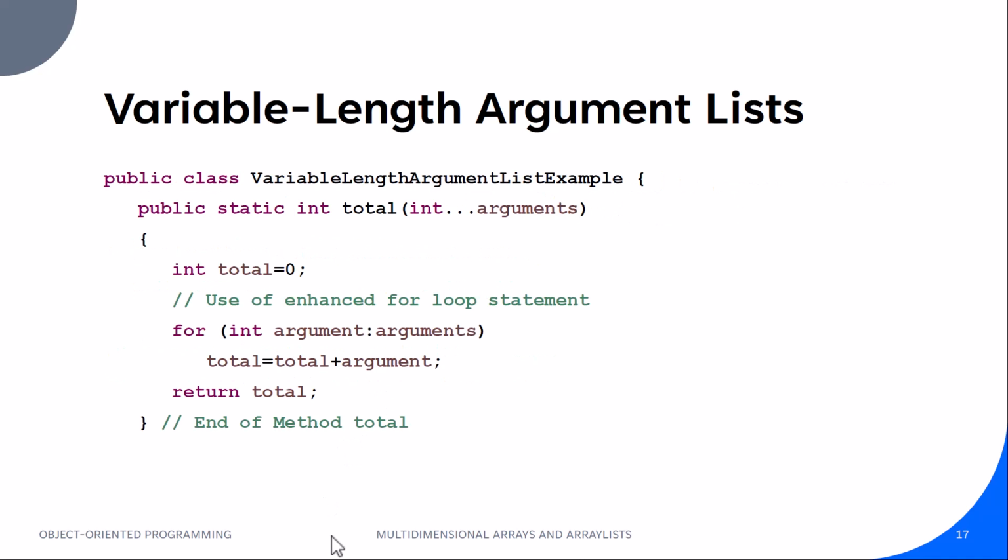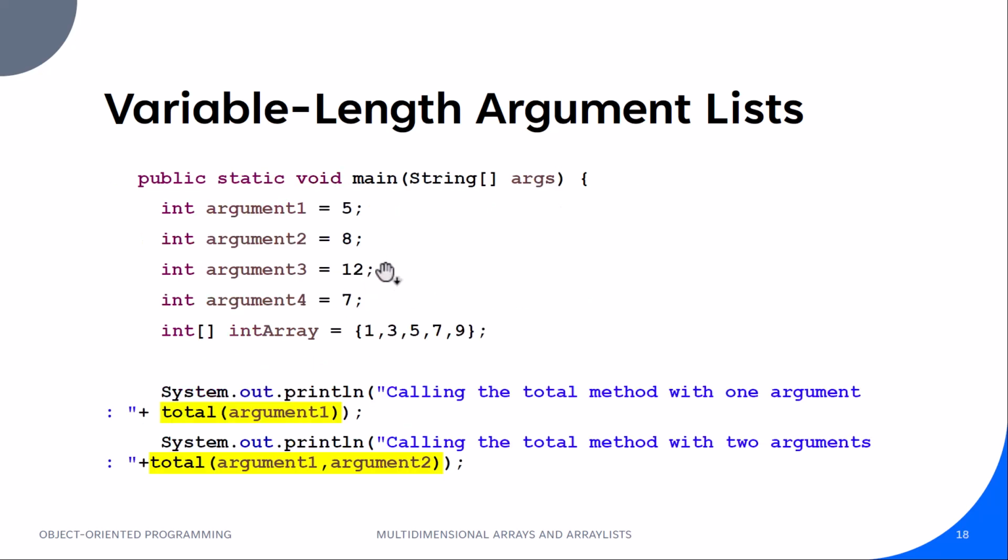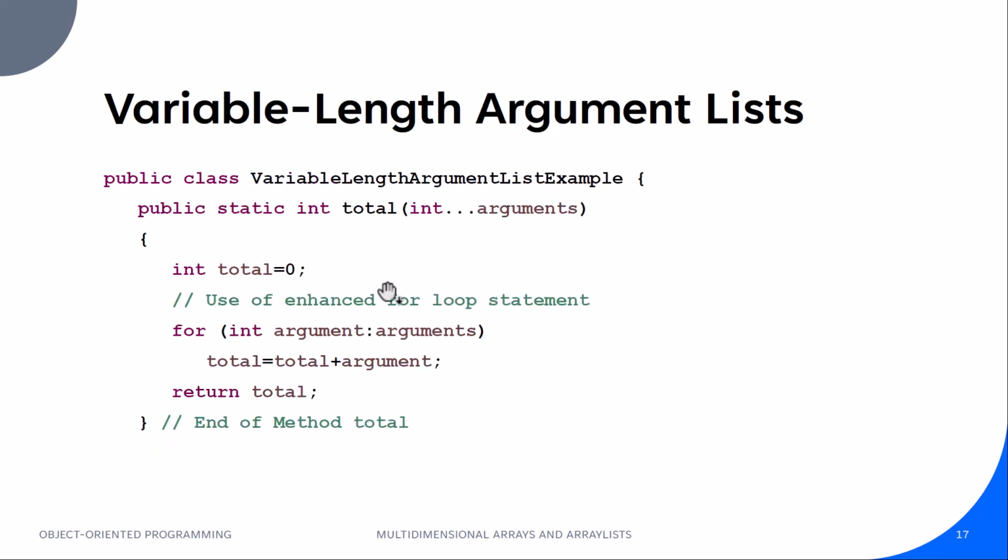Let's see an example. We have a class called variable length argument list example, and within this class we have two methods. One is total and the other is main. Now, within total we are getting a number of parameters, and they are integers, and we are going to calculate the total of these integers.